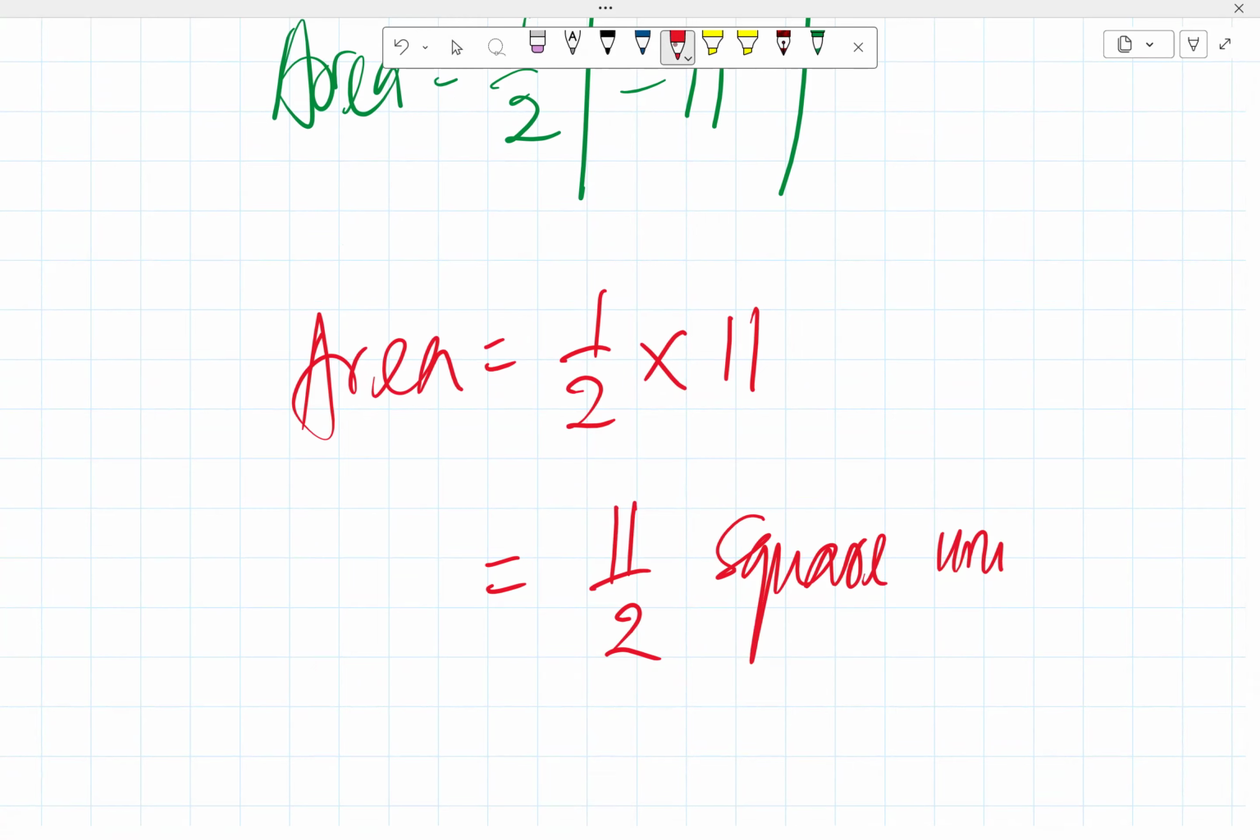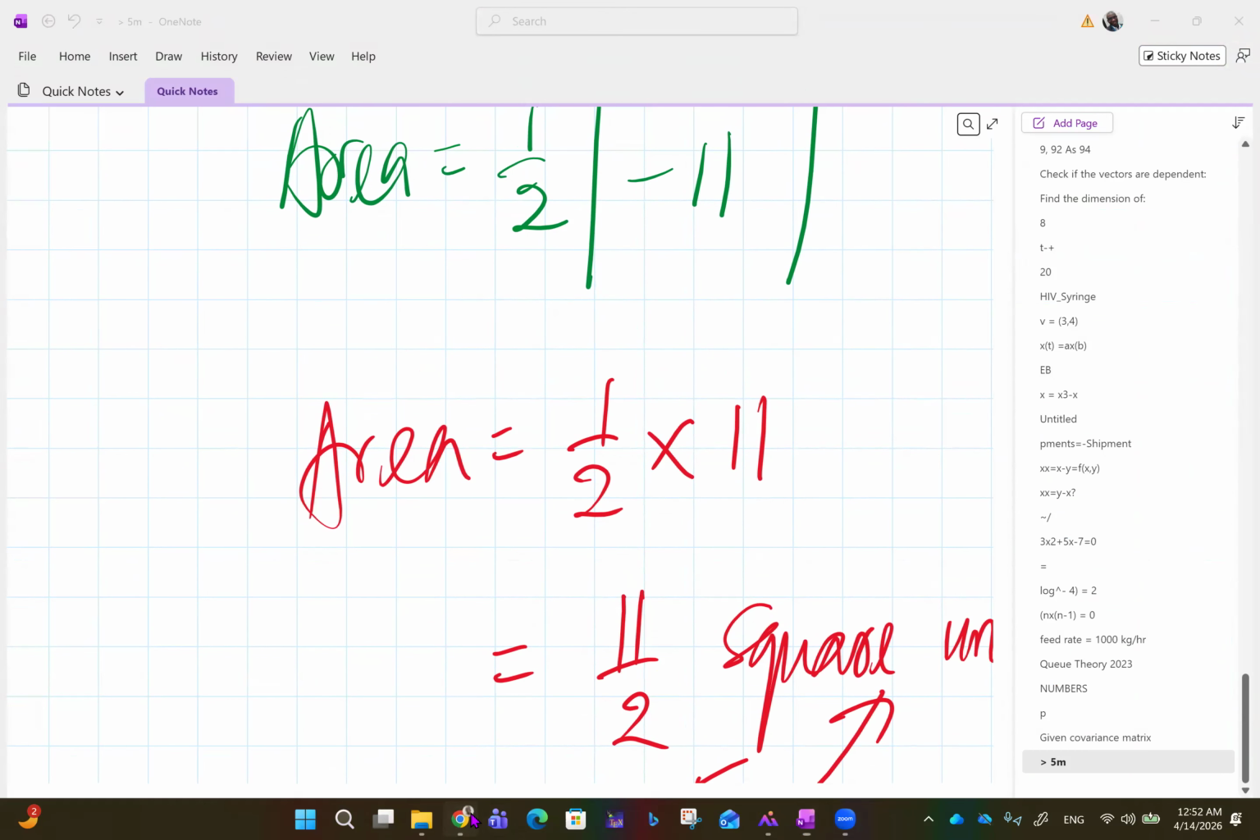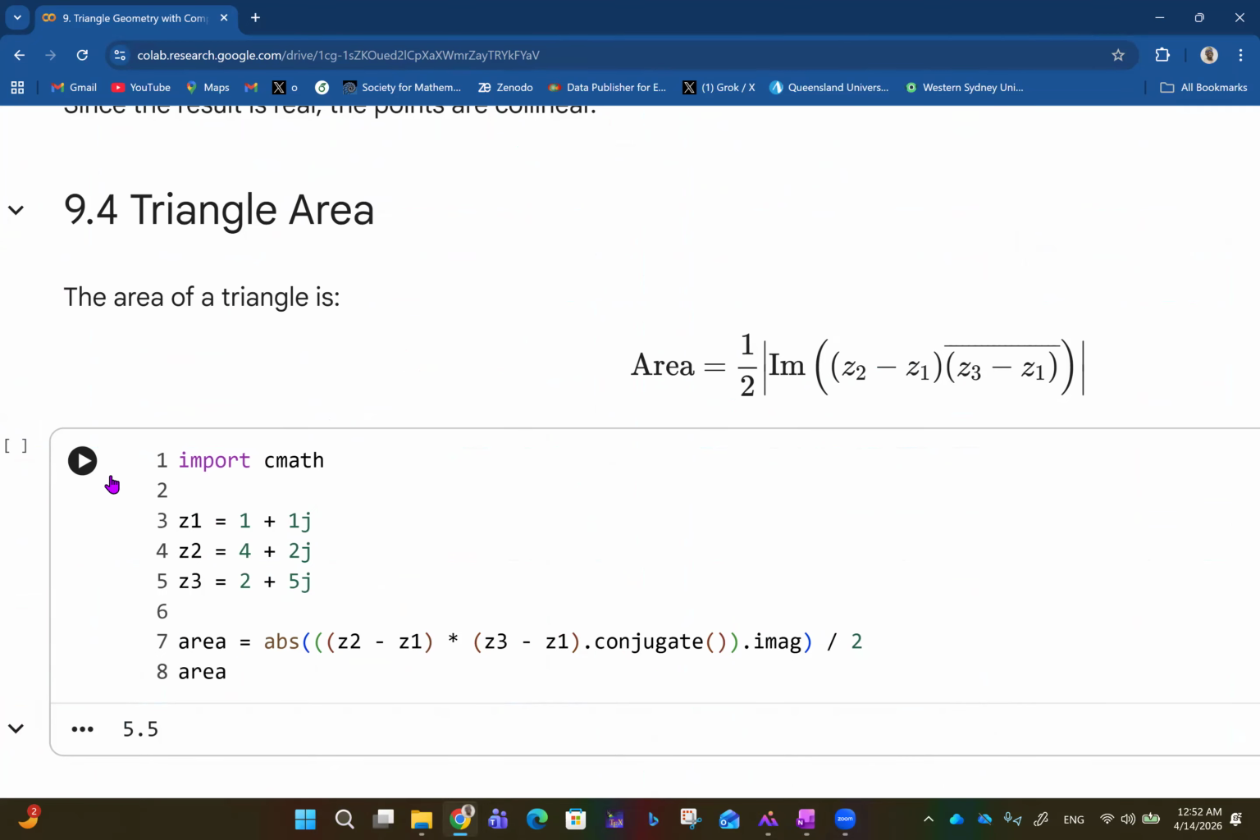11 over 2 square units, or if you like, that's 5.5 square units. And that's why this Python code gives us that result. So you have Z1 is 1 plus 1j, Z2 is 4 plus 2j, Z3 is 2 plus 5j.